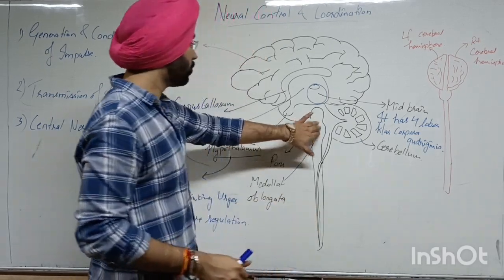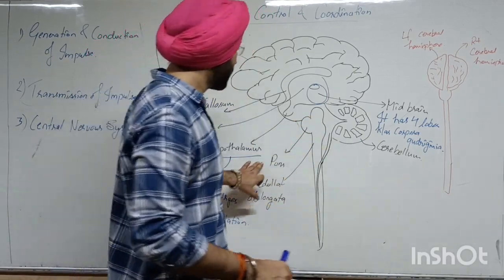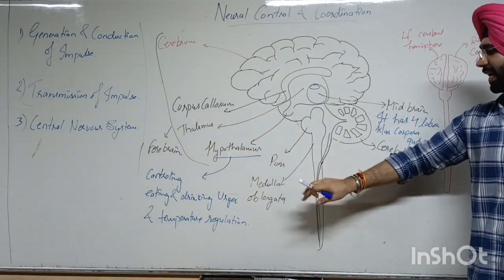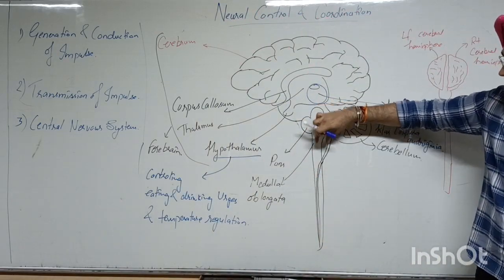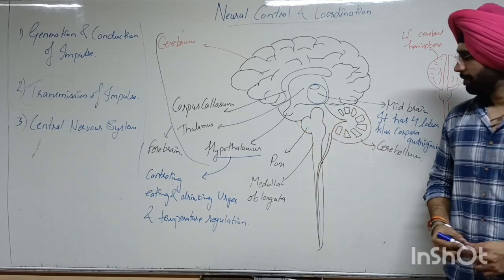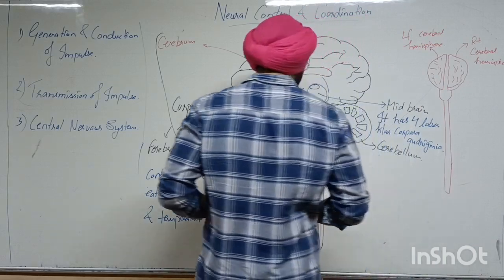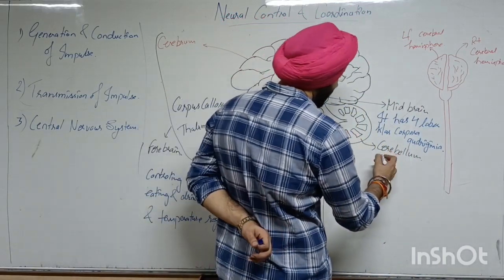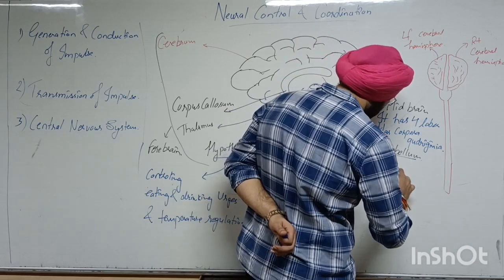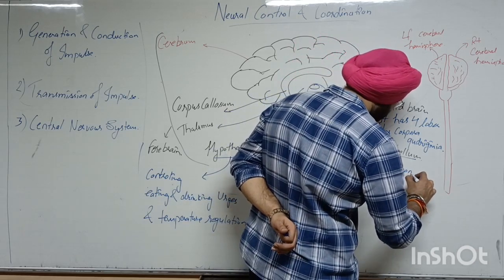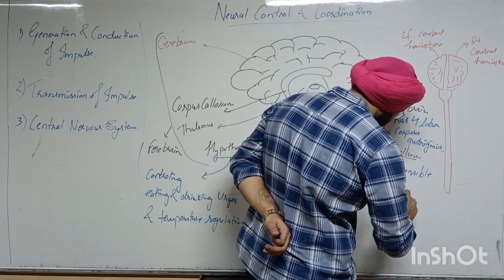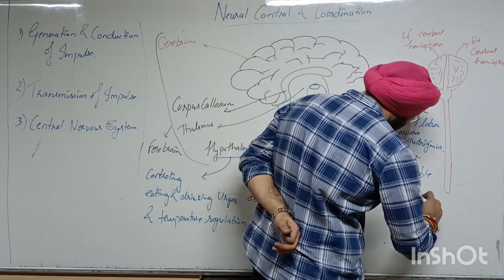Now let me come over to the hindbrain part. As you can see, this swelling, this bulging is known as pons, and this further continuation of the spinal cord is known as medulla oblongata. And this part is cerebellum. Cerebellum is responsible for balancing of the body. So here I am writing: responsible for body balance.